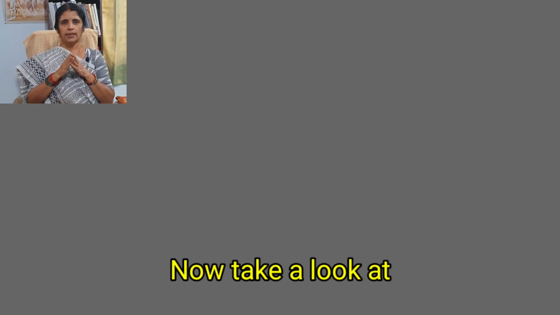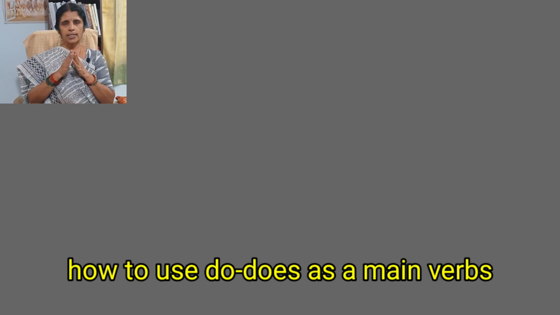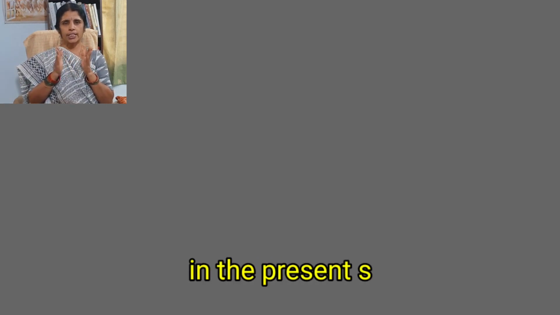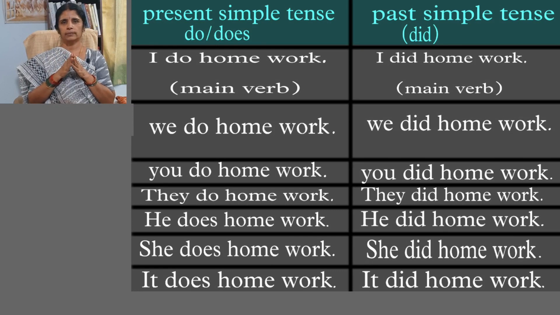Now, take a look at how to use do, does as main verbs in the present simple tense. I do homework. We do homework. You do homework. They do homework. He does homework. She does homework. It does homework. In all these sentences, do is a main verb.